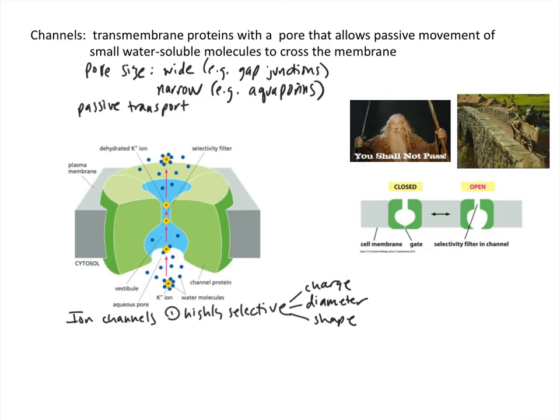The second part about ion channels that is important for us to keep track of is that they are not continuously open. In other words, they're gated. And so there are going to be a few different stimuli that we'll hear about, each of which is dependent on the channel protein, that determine whether the particular ion channel is open or not.